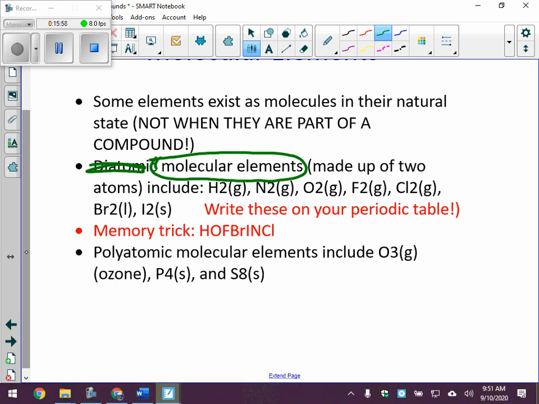Have we talked about covalent? Covalent, yeah. Yeah, I forget already.